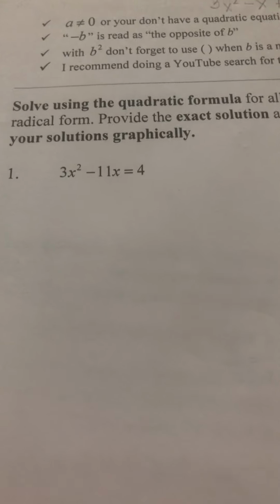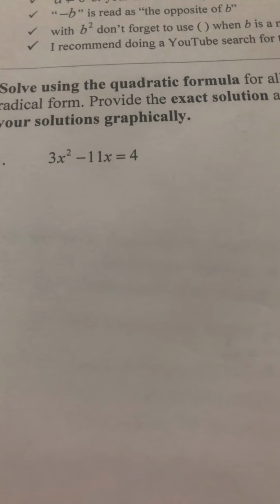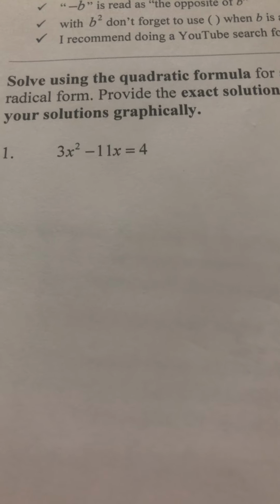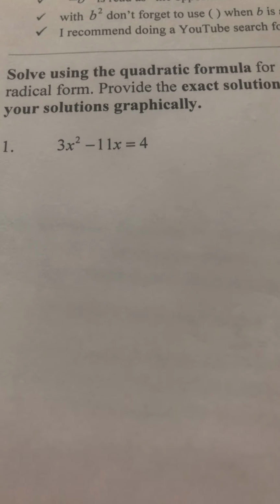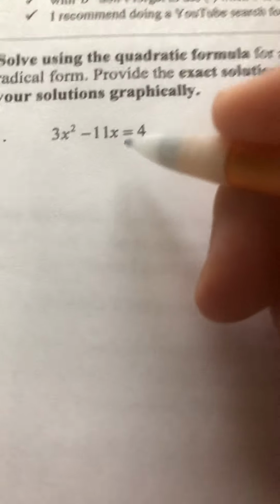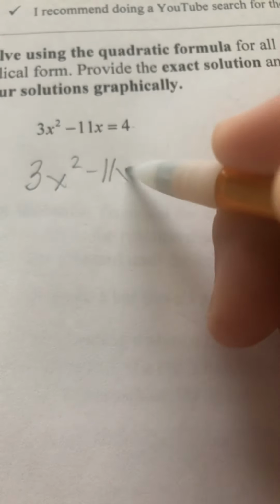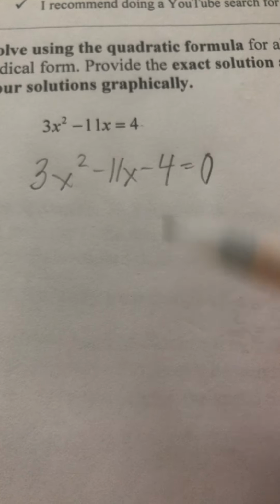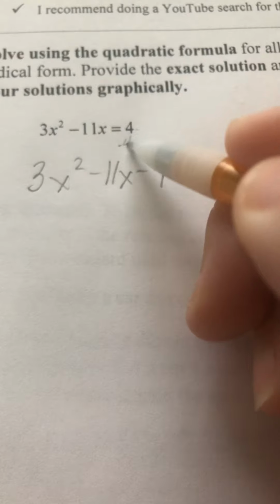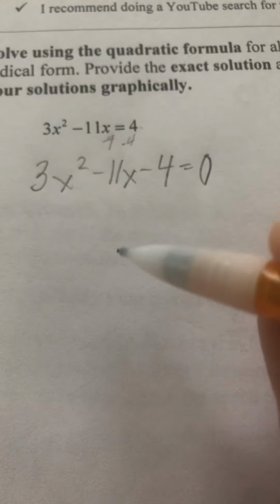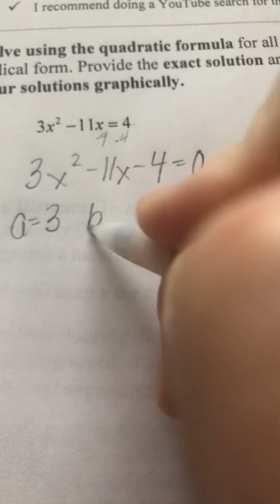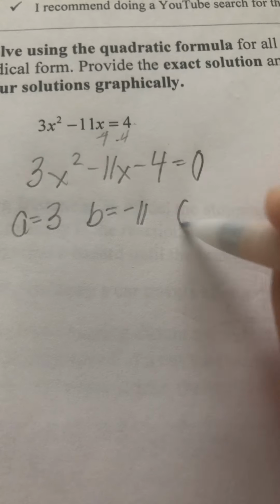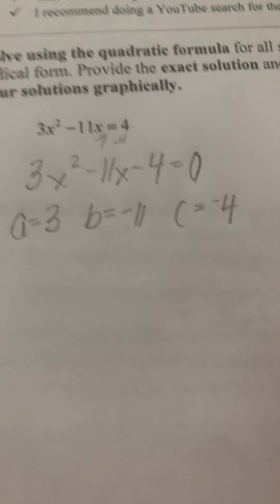So the first step is you always have to have one side equal to 0. So it's the same as it was when we were factoring. One side equal to 0. So move over the 4. Okay, and now you're going to subtract 4 from both sides to get that over. And now decide what A, B, and C are. A is 3, B is -11, C is -4.